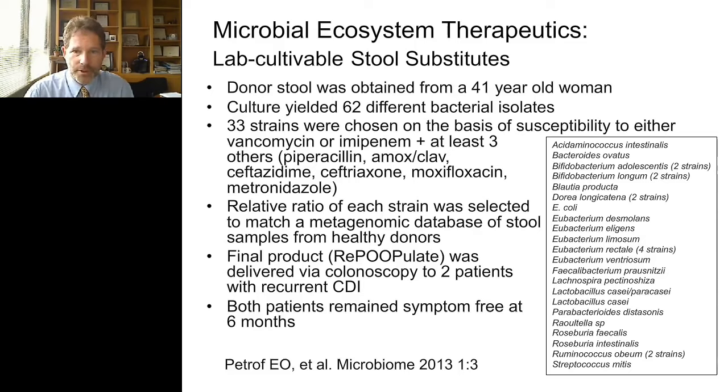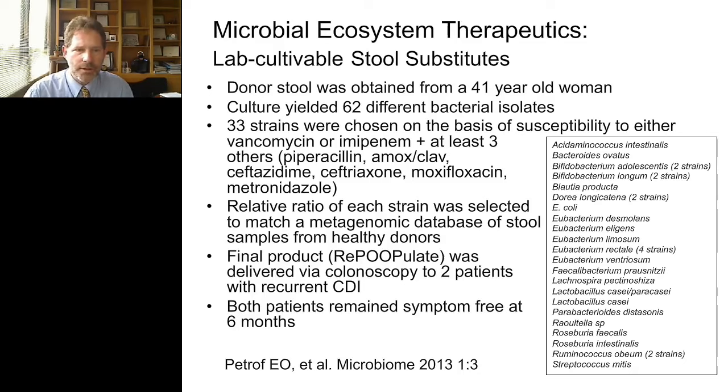In other words, if they were going to infuse these organisms into the GI tract, they wanted to use only those that were not multiply resistant. So they chose more susceptible species, and you can see them all listed on the right there. And they mixed these in a ratio that was designed to try to mimic the metagenomic database of stool samples from healthy donors. They took this final product, which they called Repopulate, and delivered it via colonoscopy to 2 patients with recurrent C. diff infection, and both remained symptom-free at 6 months.